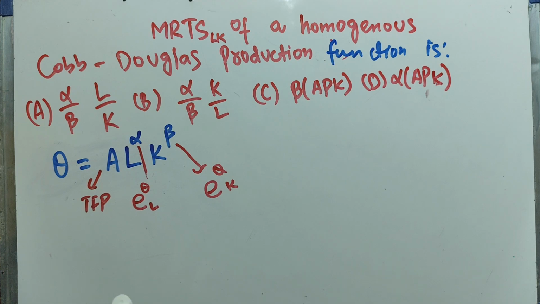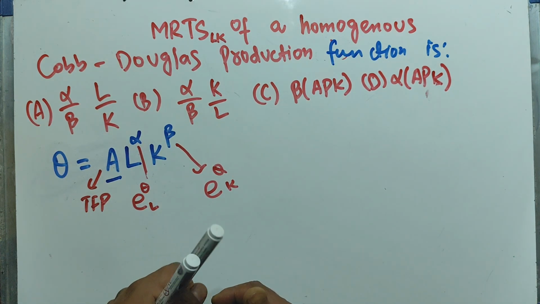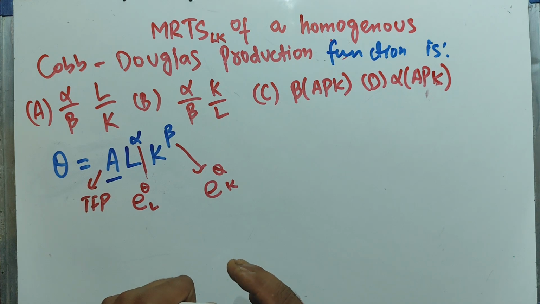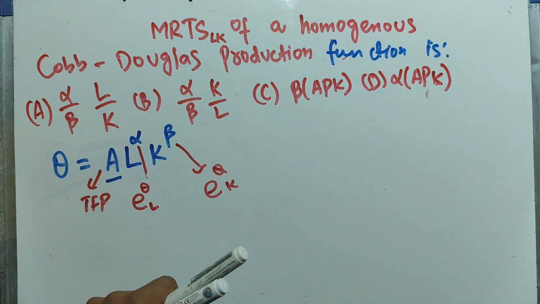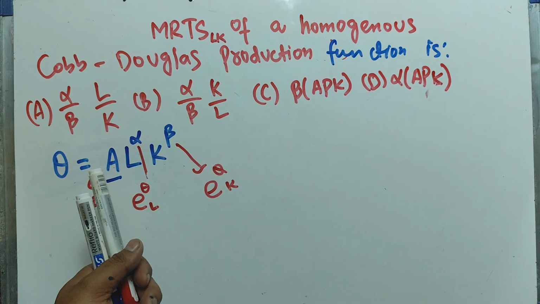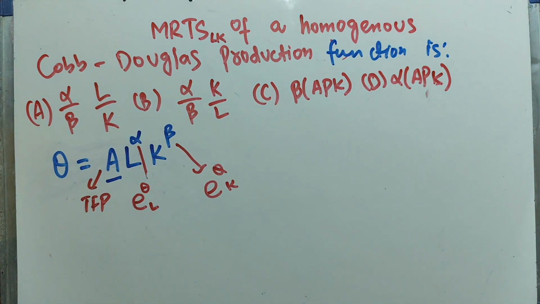So this simply tells us, and this total factor productivity shows us the change in the output which is not shown by the change in the labor or capital. Okay, that is the change in the output which is explained by the state of technology. That we call the total factor productivity. We also call it the Solow residual.